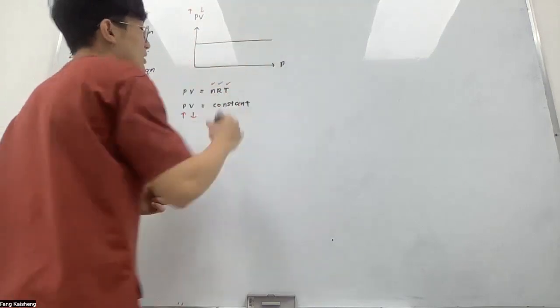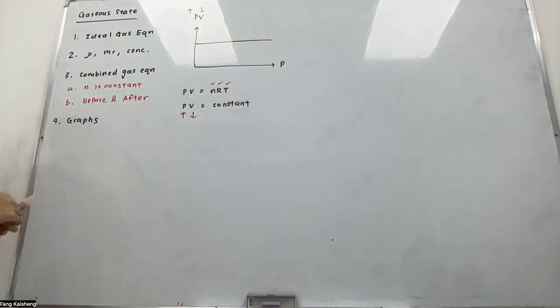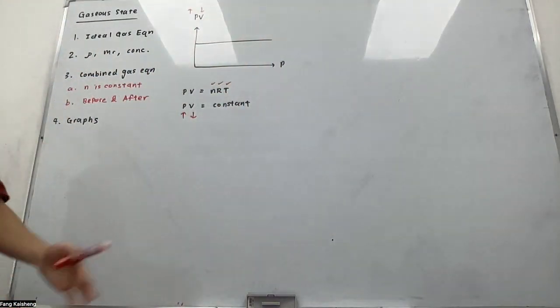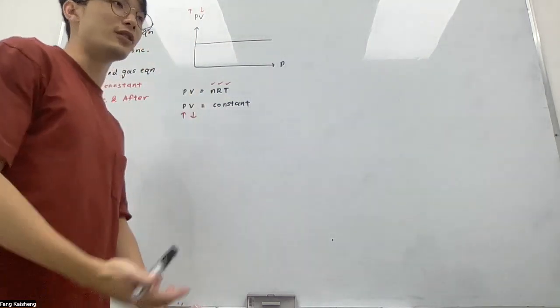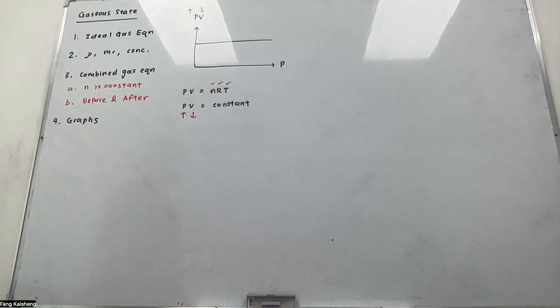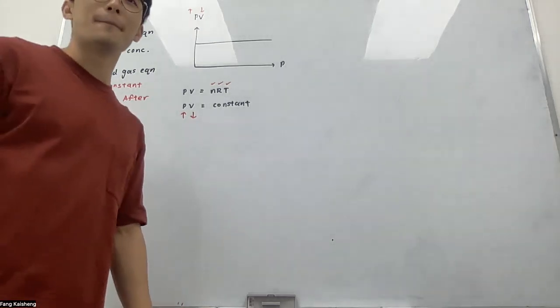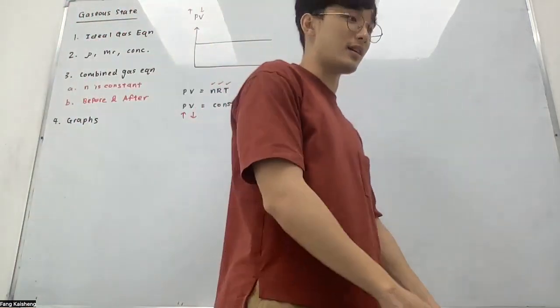Okay, so now you may be asking what's the point of this graph. Never mind. In the second lesson, we will look at the point of this graph. For now, there's not much for me to discuss. Okay, Ken? T? Oh, because the question says so. At constant temperature. Yeah.